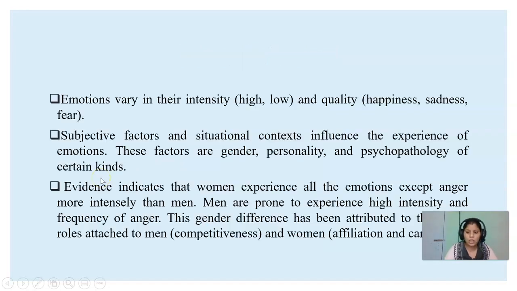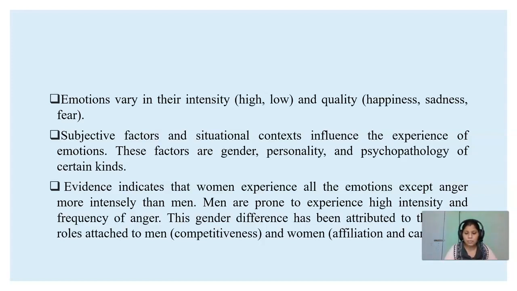Now, emotions vary from each other in terms of intensity. Sometimes the emotion may be very intense, or the intensity may be low. Like euphoria is an intense happiness, and in the case of happiness, the intensity is low. Emotions also vary in terms of quality. Many different types of emotions are there, like happiness, sadness. So they vary in terms of quality.